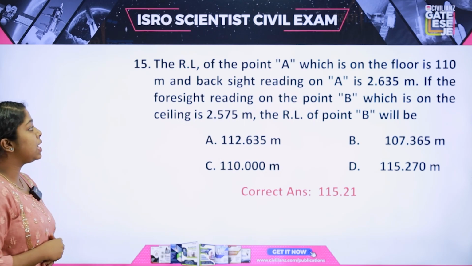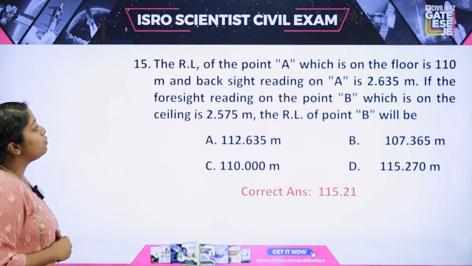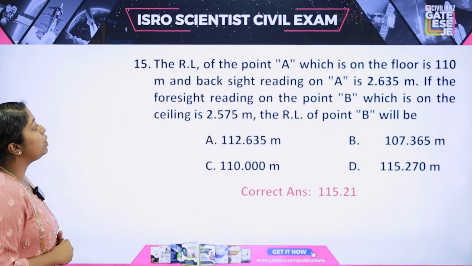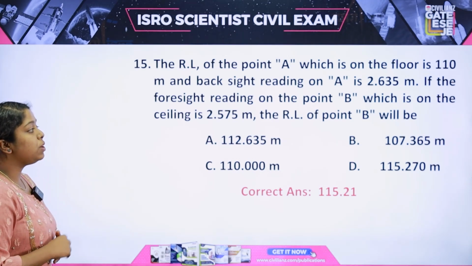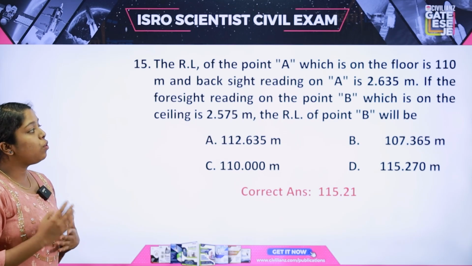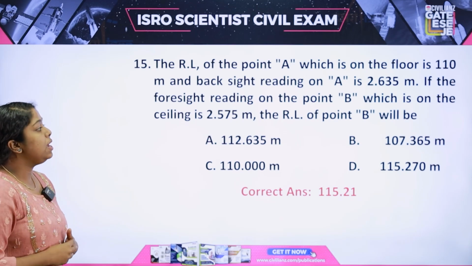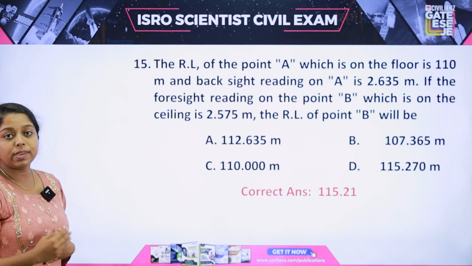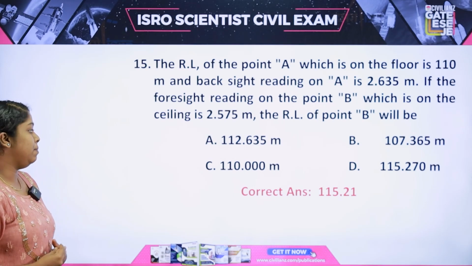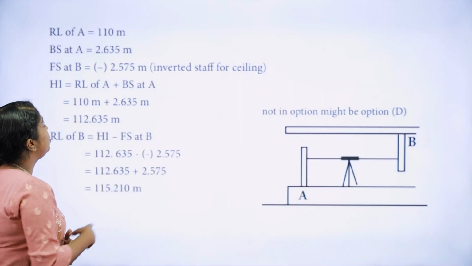Next question is from survey. So, the reduced level of the point A which is on the floor is 110 meter and the backsight reading on A is 2.635 meter. If the foresight reading on the point B which is on the ceiling is 2.575 meter, the reduced level of the point B will be. Let's move on to the calculation.